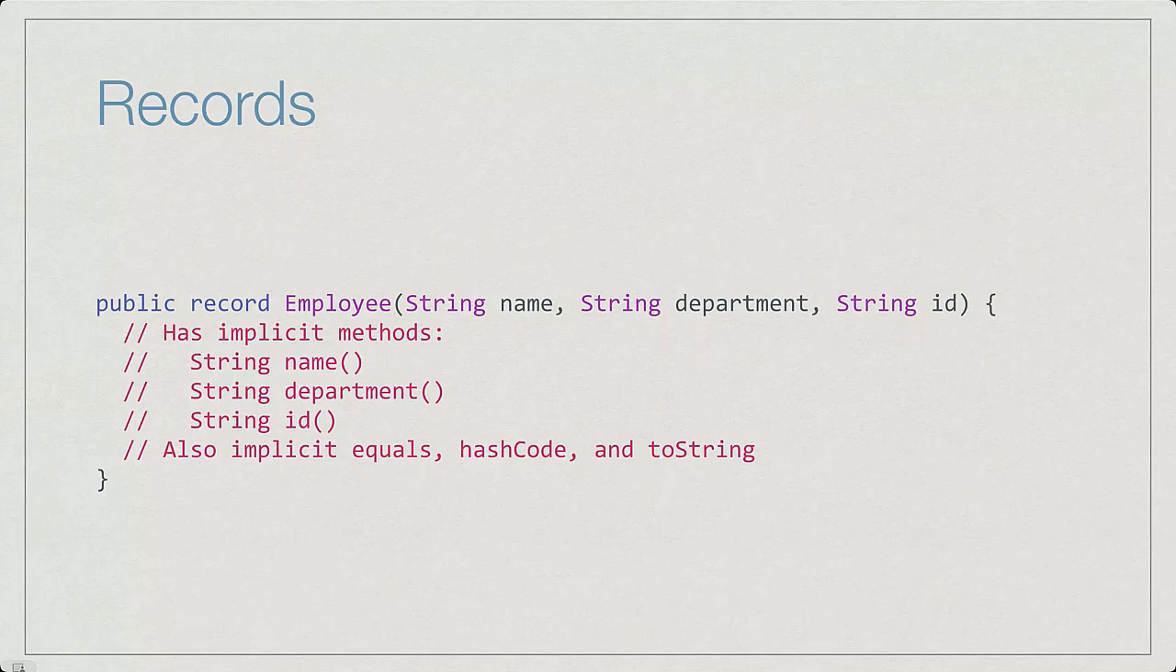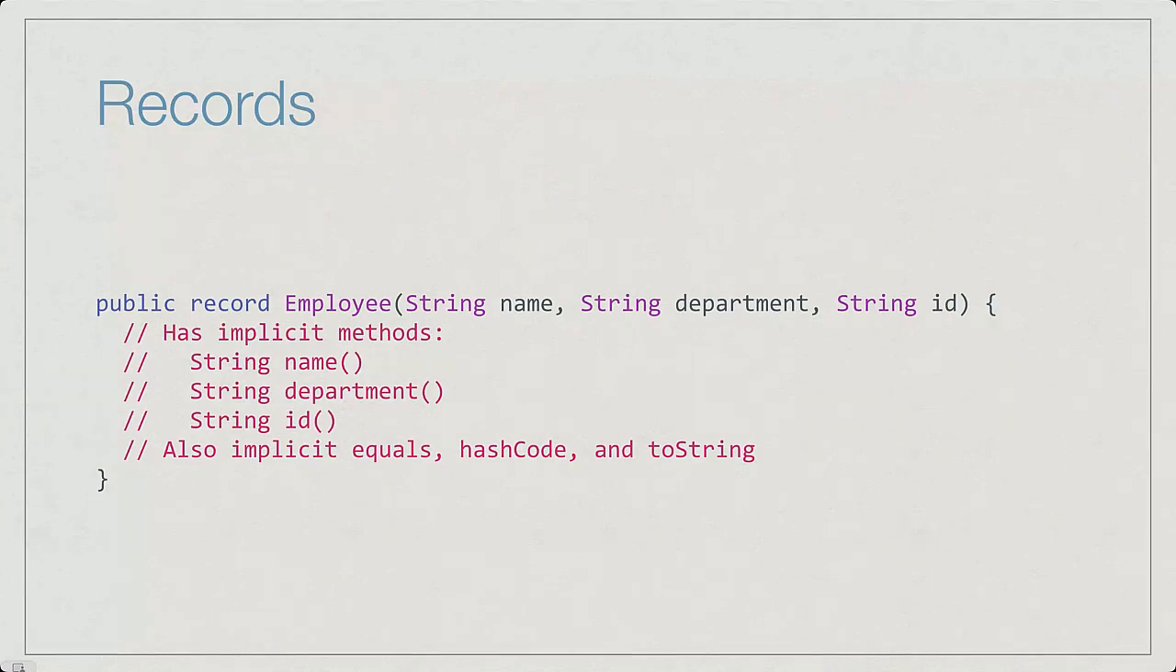Again, these are immutable. The records themselves are immutable. So there's no set name, there's no set department. If you store an object in here that is itself not immutable, then you could change that. But for example, strings in Java are immutable. You can't change them after you've created them.